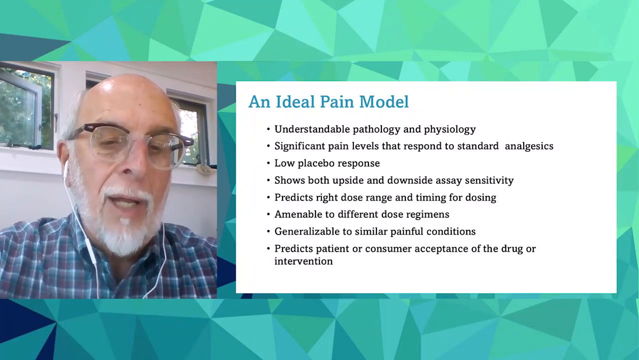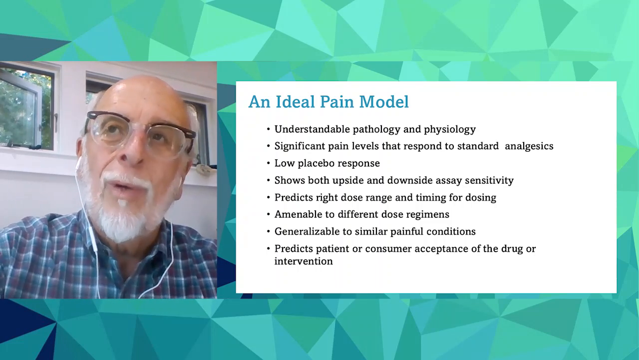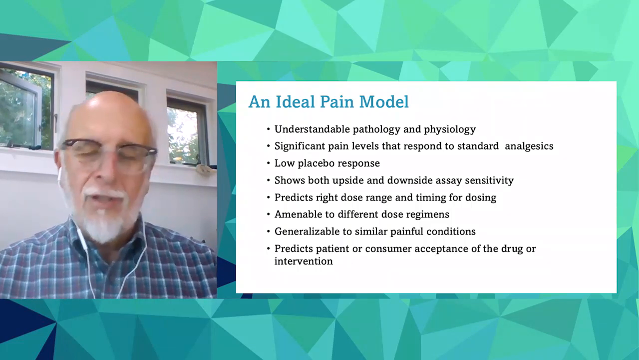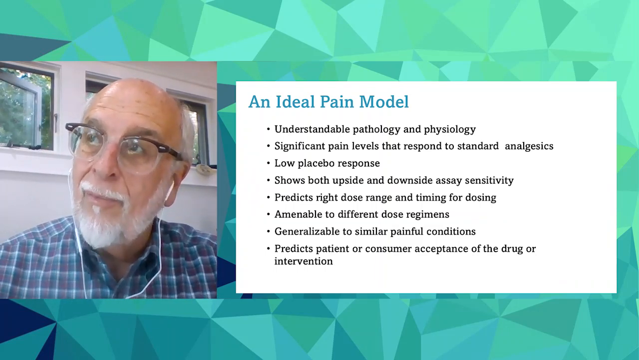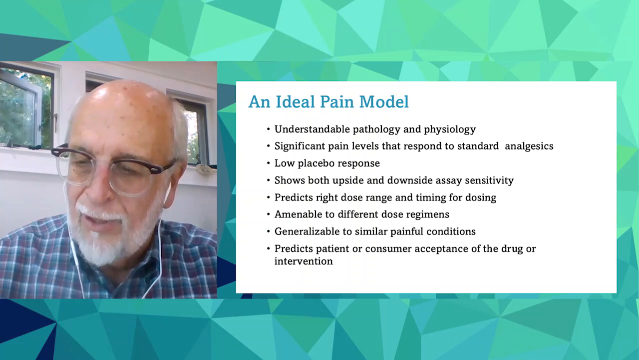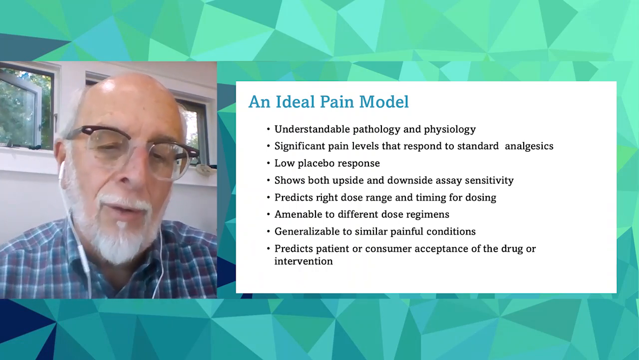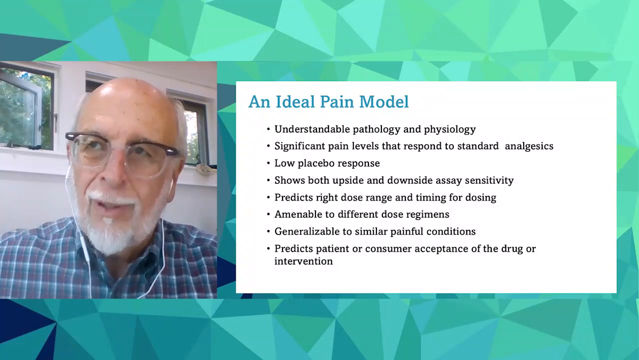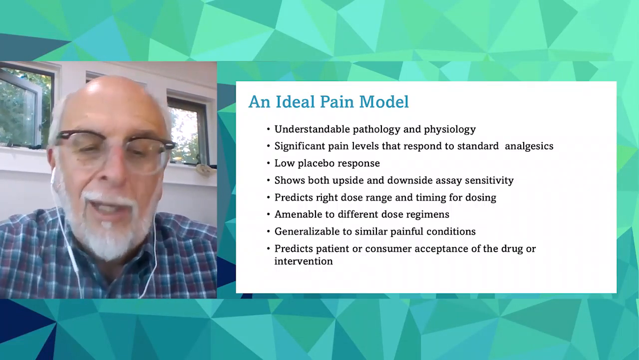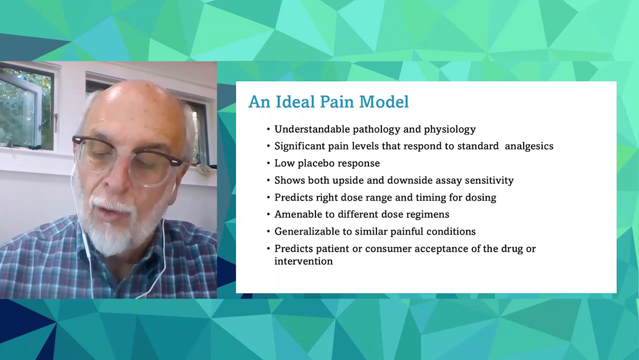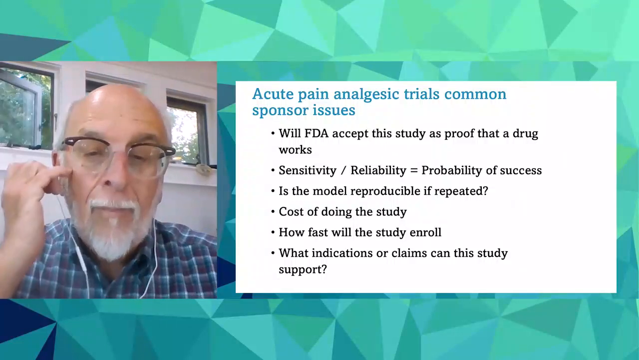Then again, we'd like to be able to predict what's the right dose range for any given set of drugs. We'd like it to be amenable to oral drugs, injectable drugs, topical drugs. And in particular for regulators, you'd like to be able to have a generalizable claim that can be made, or that the results will carry across multiple different forms of acute pain. And finally, you'd like to get some sense as to whether consumers or patients will accept it, and how they'll rate the drug.